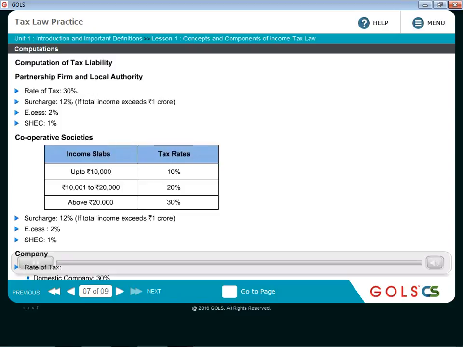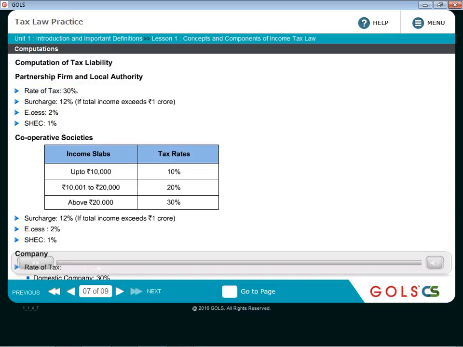Next, we will understand how to compute the tax liability for a partnership firm and local authorities. Now, as far as the firm or local authority is concerned, there is no question of slab-wise taxation, because for them it is a flat rate of tax, which is 30%. That means whatever is the income of the partnership firm or local authorities, it is subject to tax at the rate of 30%.